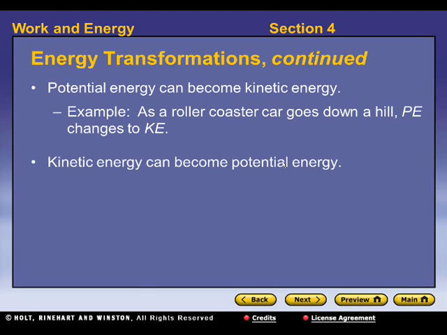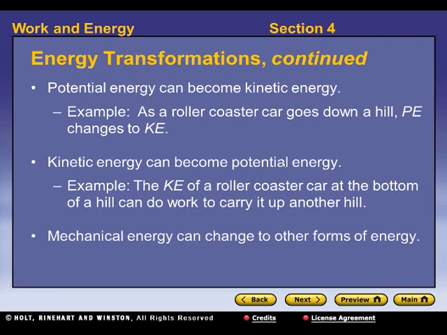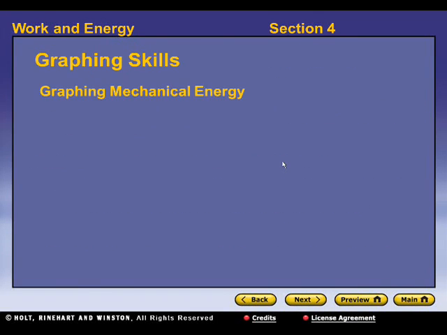As you come down, you're speeding up, so your kinetic energy, based on motion or velocity, is increasing. Kinetic energy can also become potential. For example, the kinetic energy of a roller coaster at the bottom of the hill can do work to carry it back up another hill. So you get to the bottom, you're going fast, and as you go back up another hill, you lose speed because it's being transferred into potential energy, or gain in height, as you go up the hill there. Mechanical energy can change to other forms of energy.